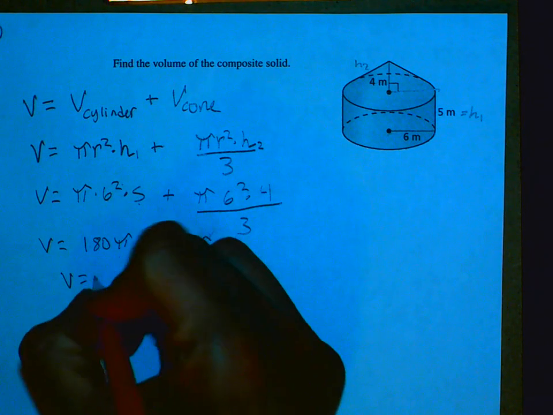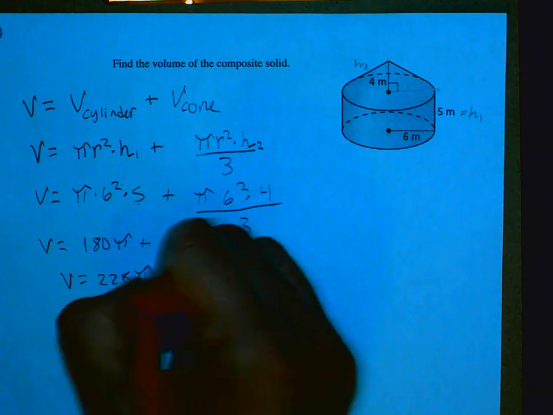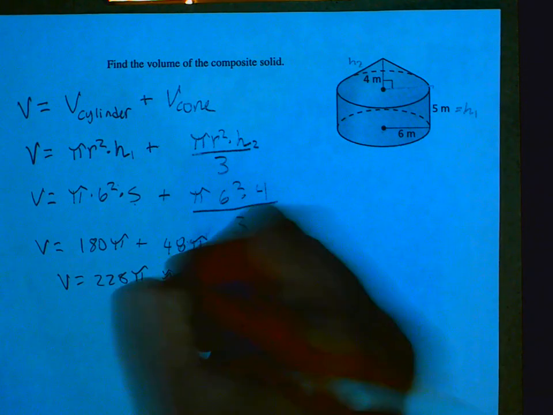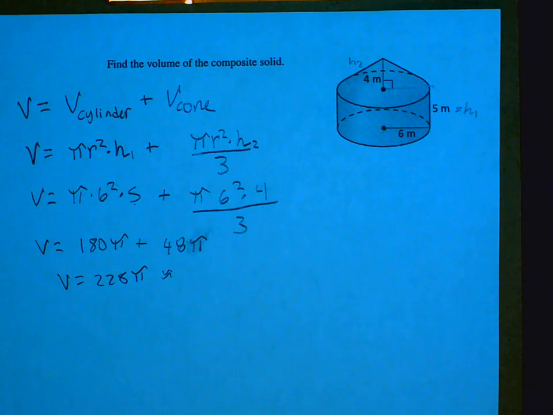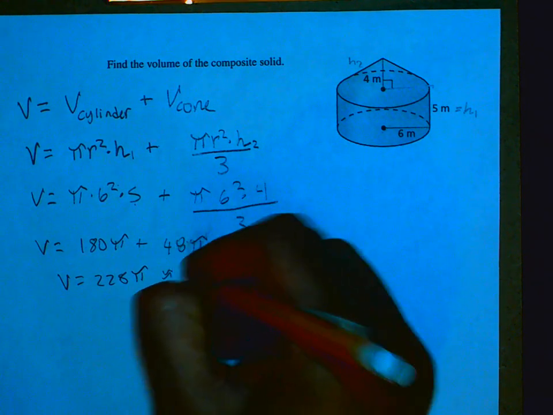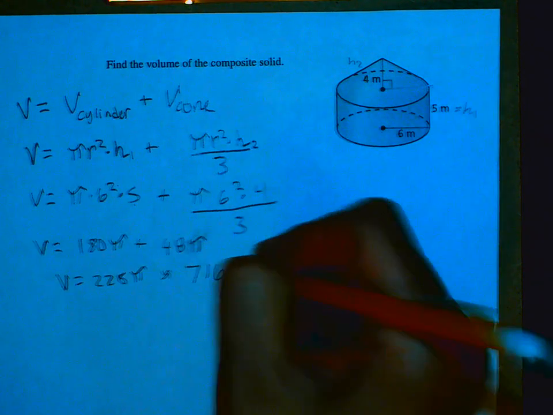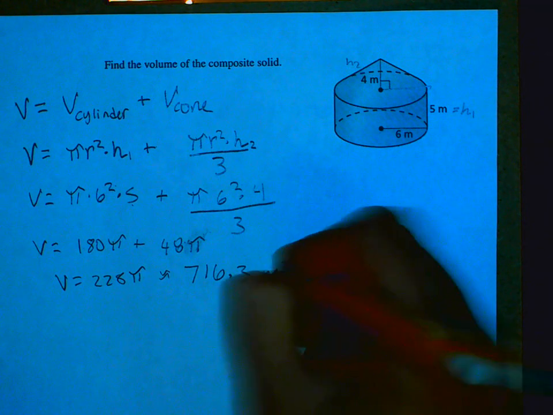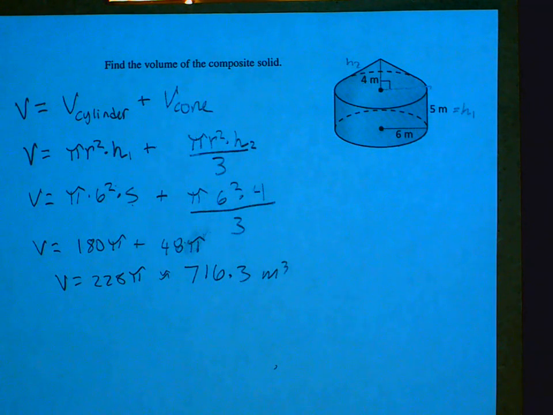Anyways, so 48 plus 180. The volume would be 228 pi. Now, if you put that in terms of a decimal, that gives me about 716.3 meters cubed. So this is the last example for lesson 11.7.